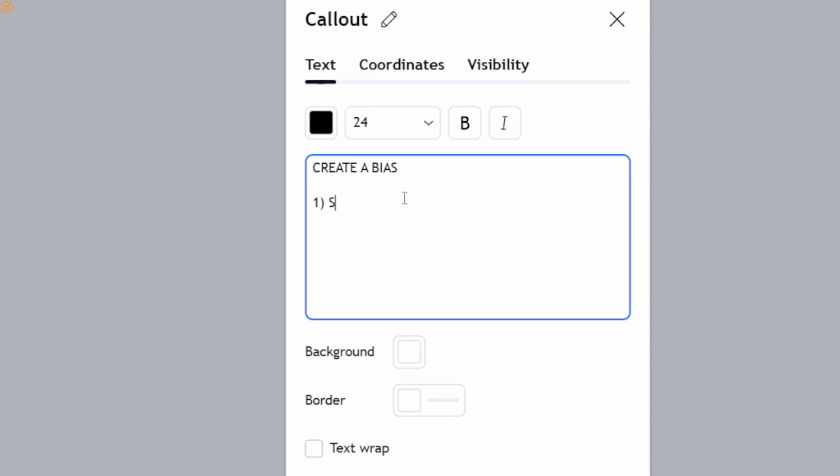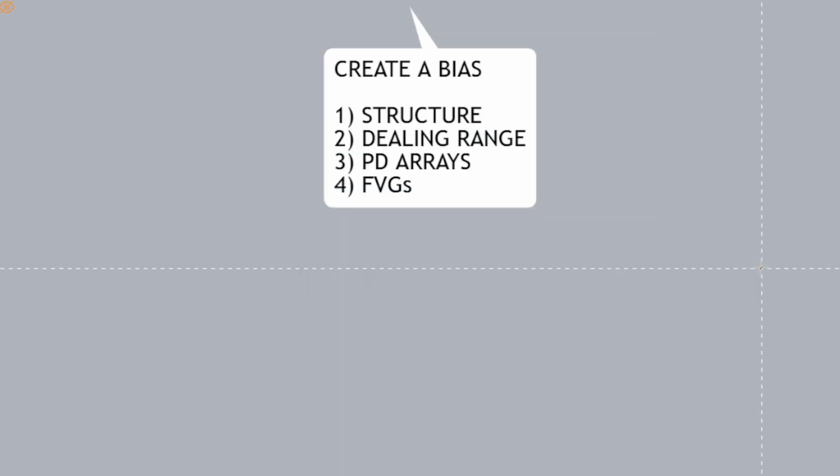The first thing we need to understand is our market structure. The second thing we need to understand is our dealing range. The third thing we need to understand is the premium and discount arrays. And the fourth thing that we should understand is where the fair value gaps and the inefficiencies are. Whenever you are trying to build a narrative with any market, these are the four key ingredients or the four key pillars that you should adopt when looking at any market to determine an overall higher time frame bias. And here's how we do that on the charts.